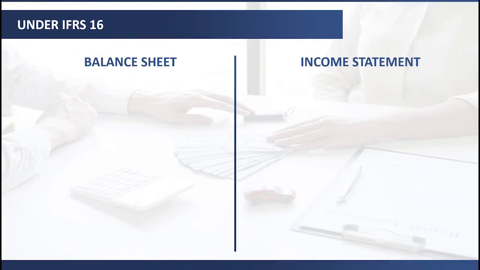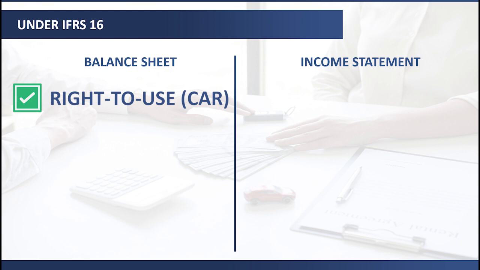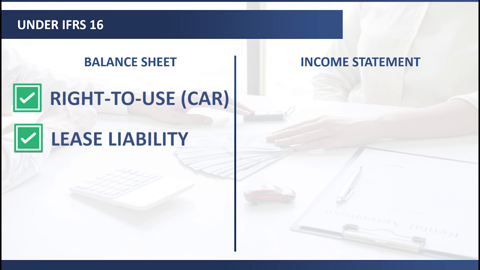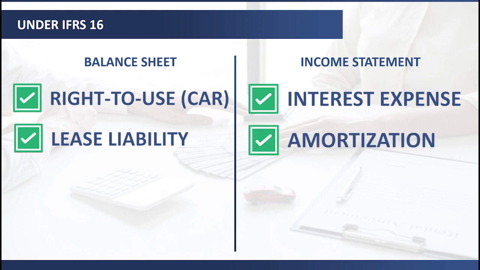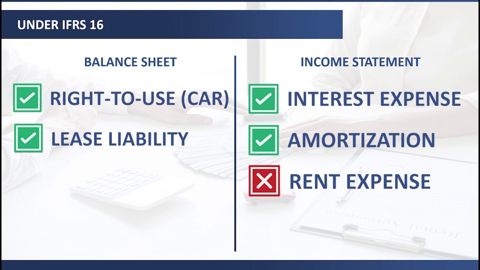In summary, under IFRS 16, the balance sheet recognizes the car, or more accurately, our right to use it, and the obligations for all future rent through the lease liability. In the income statement, we recognize interest expense through the effective interest method and the amortization of the right of use asset. You will notice that this looks very much different from IAS 17.